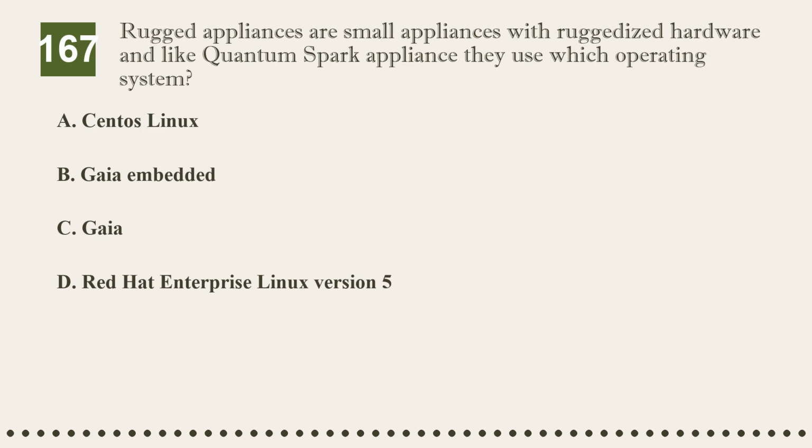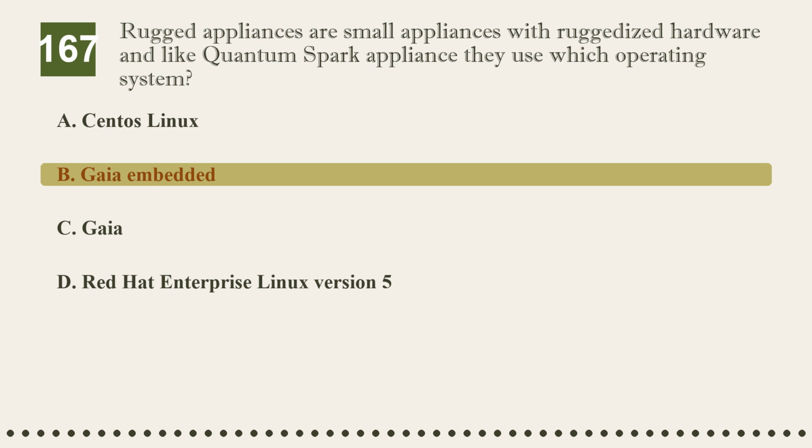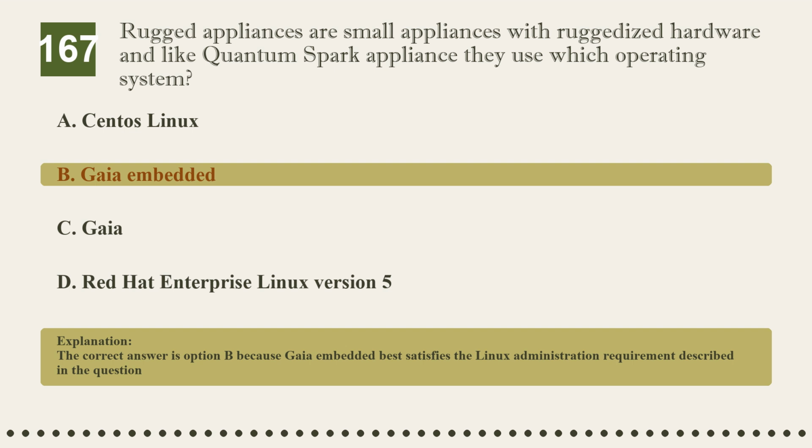Question 167. Rugged appliances are small appliances with ruggedized hardware, and like the Quantum Spark appliance they use which operating system? Option A, CentOS Linux. Option B, Gaia Embedded. Option C, Gaia. Option D, Red Hat Enterprise Linux version 5. The correct answer is option B, Gaia Embedded, because Gaia Embedded best satisfies the Linux administration requirement described in the question.